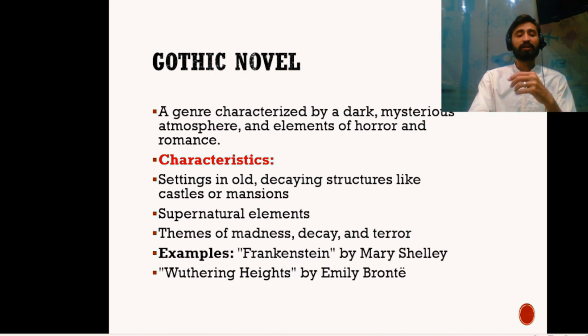Now the examples are Frankenstein by Mary Shelley and Wuthering Heights by Emily Bronte. Both these novels have these characteristics of darkness, a mysterious atmosphere, and an element of horror and romance. The next one is the epistolary novel.